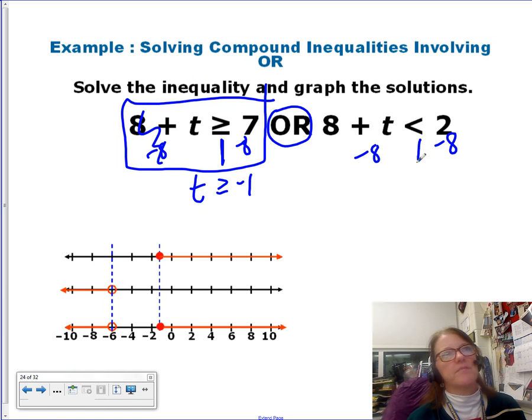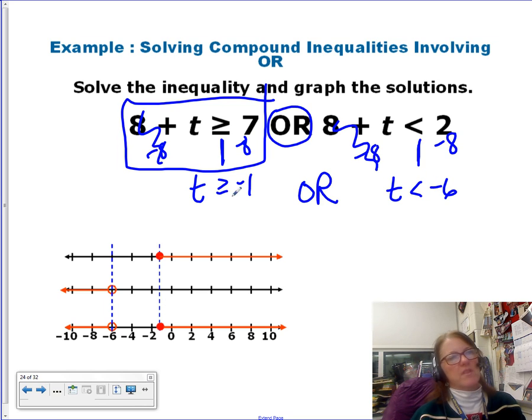Counteract that 8. That goes to 0, and I have t is less than -6. All right, so let's think about what this looks like, and that's why these graphs are here. Okay, t is greater than or equal to -1. That's this one right here. If you think that this is 0, here's -1, solid dot, I'm shading to the right. T less than -6 means I'm going to have an open circle at -6, like here, shade to the left. There's no overlap region on these two, okay?